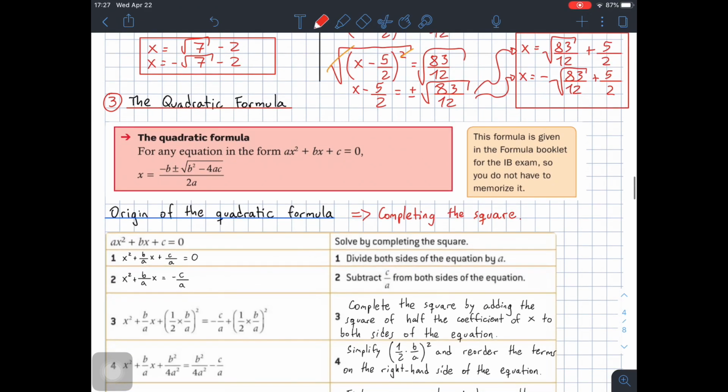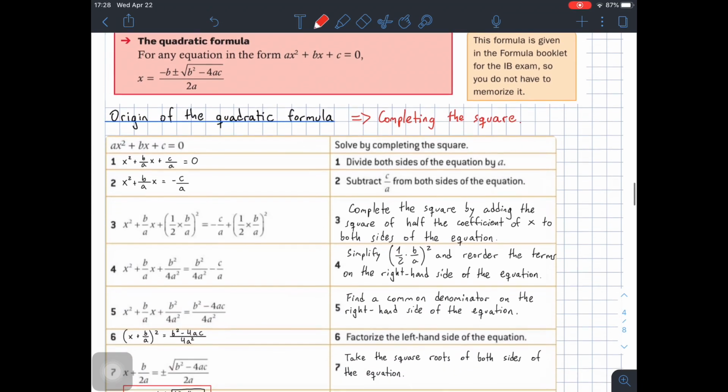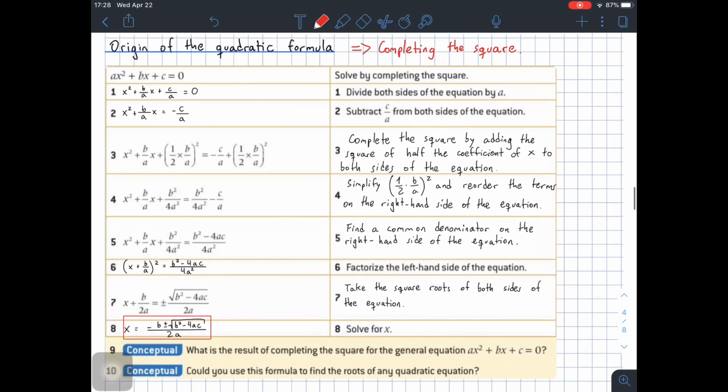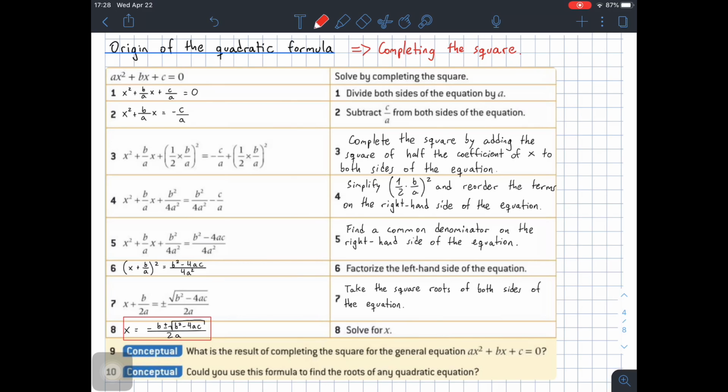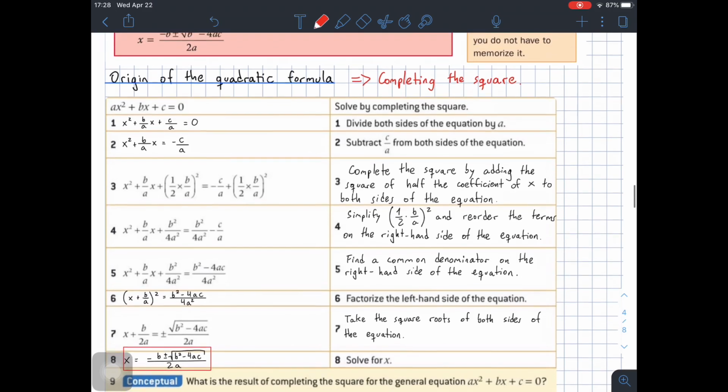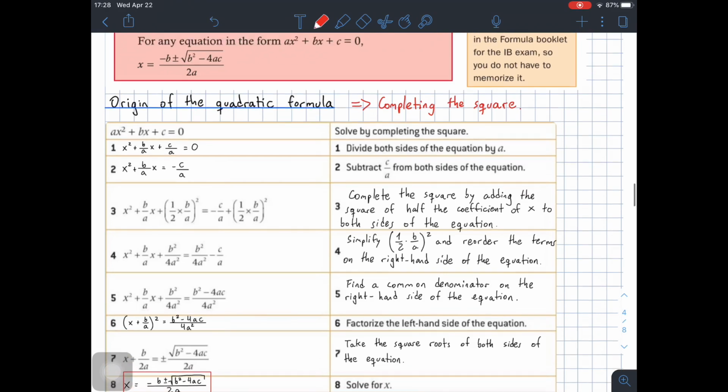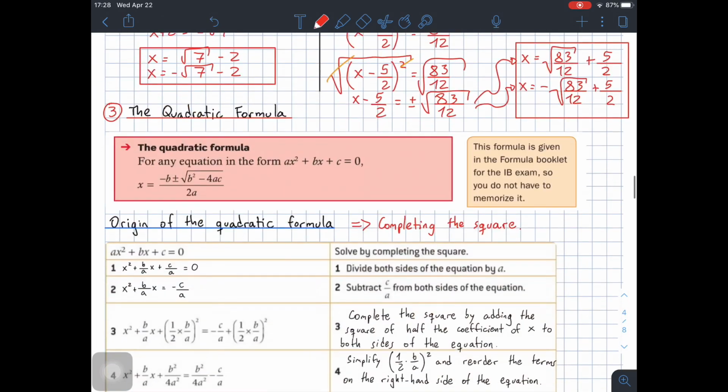So I prepared a very short investigation here, which you could see in detail on your own. I'll try to cover all of this, but a little bit quick in order to not make this video too long. And basically the formula comes from completing the square, which is what we saw yesterday, right?